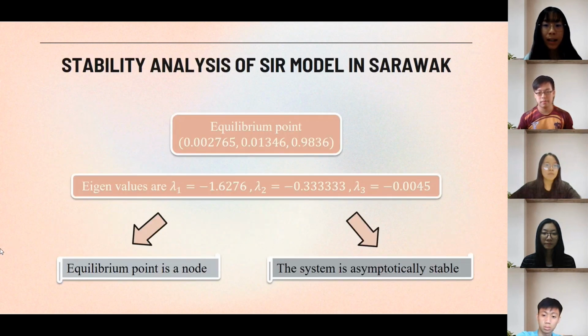For stability analysis of the SIR model in Sarawak, this is the equilibrium point. And these are the eigenvalues that we obtain by using matrix method. Since the eigenvalues are negative and all are real, the equilibrium point is a node, while the trajectories of the solution in the phase portrait will move into the equilibrium point, thus the system is asymptotically stable.